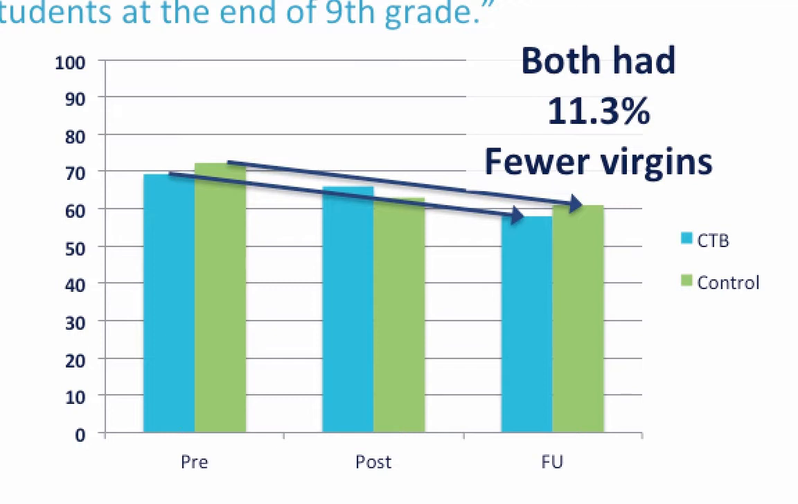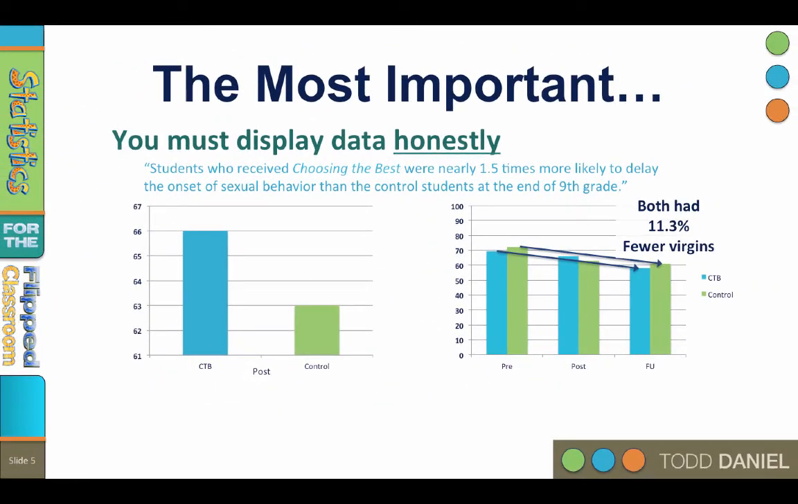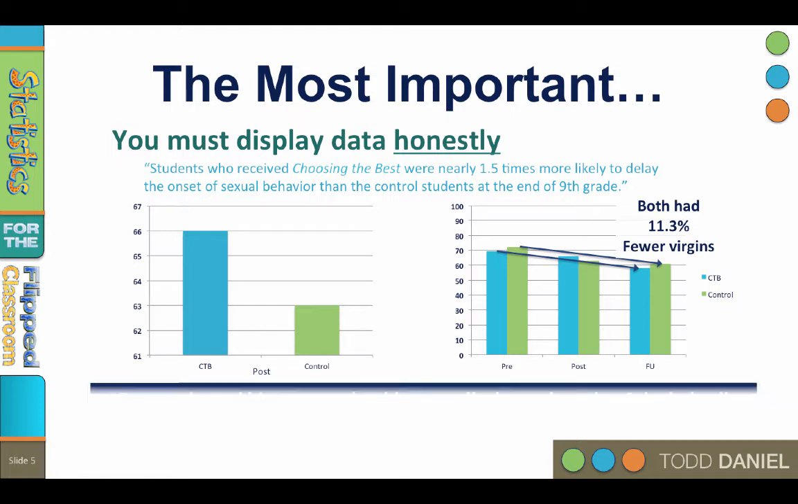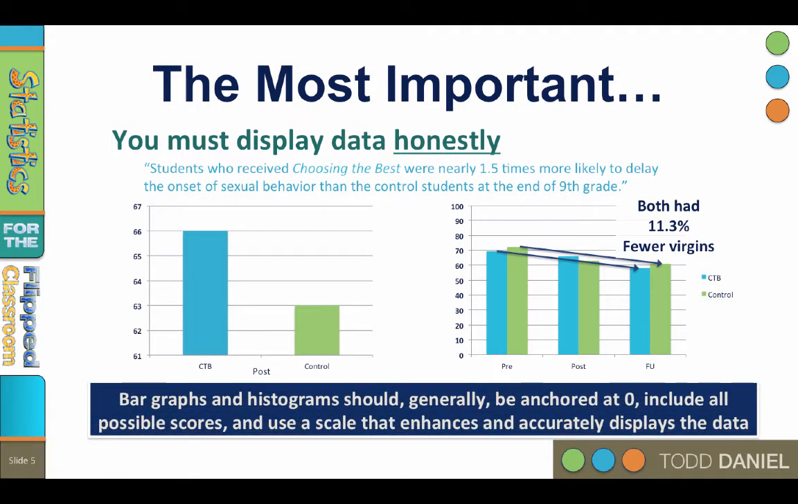no matter whether students learned Choosing the Best or the control abstinence-only curriculum, there were 11.3% fewer virgins in both programs 3 months later. What conclusions do you draw about program effectiveness now? Do you see evidence of massive success, or two programs that have exactly the same outcome? For bar graphs and histograms, the y-axis should generally be anchored at 0 and should include the range of all possible scores. The x-axis should be designed to enhance the presentation of the data and to display it accurately.